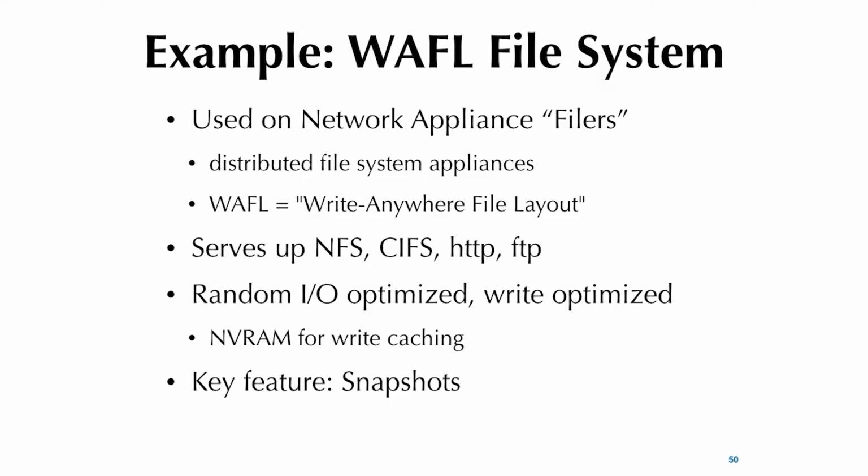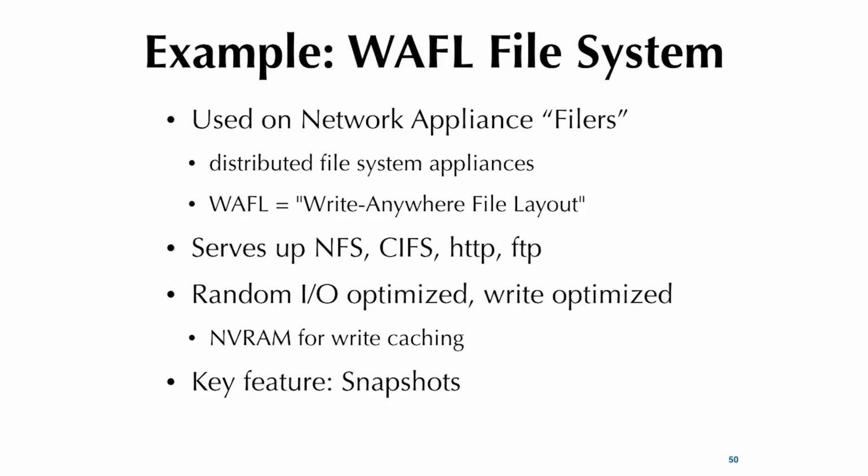So the last part is a case study, and this is the WAFL file system. And this is an example of more of a network appliance type of file system, in that it's designed for these distributed appliances. So appliances on the network, and they would still need to make access to files over a number of network protocols. So it can work with NFS. So we'll talk about this in the next chapter.